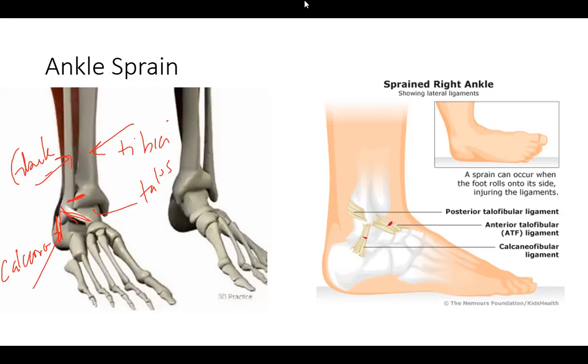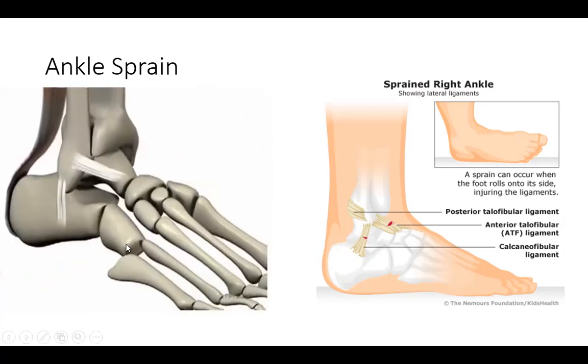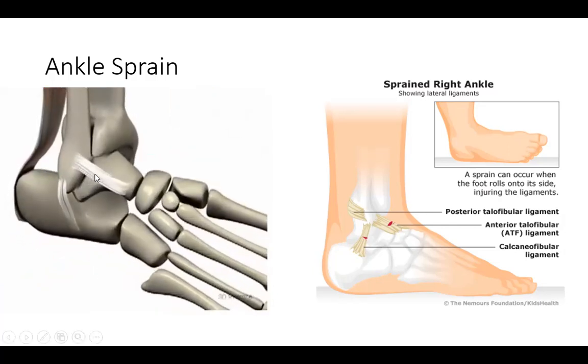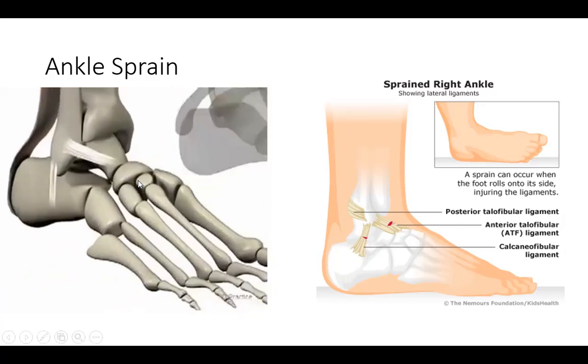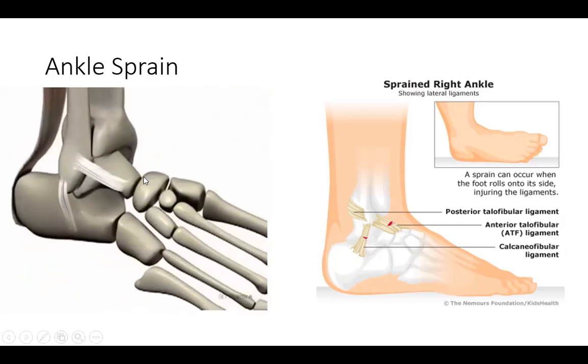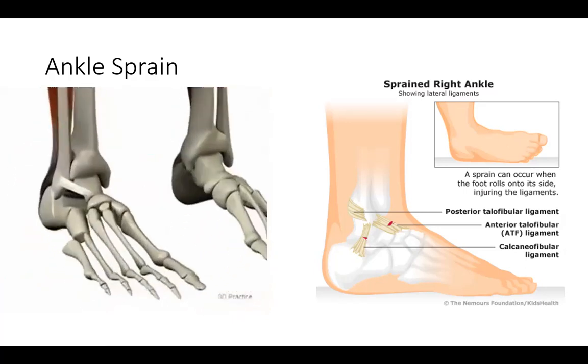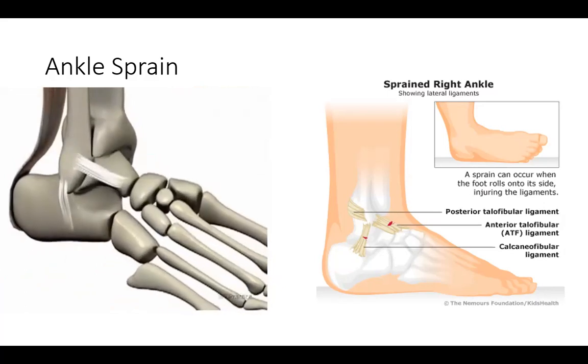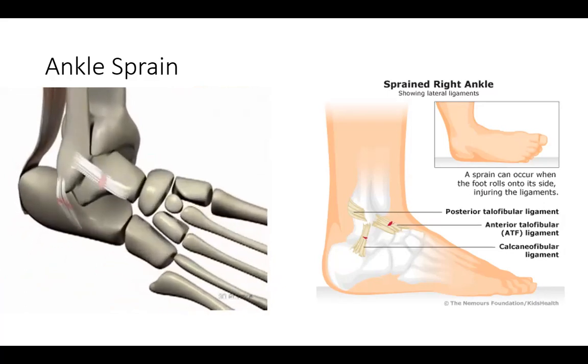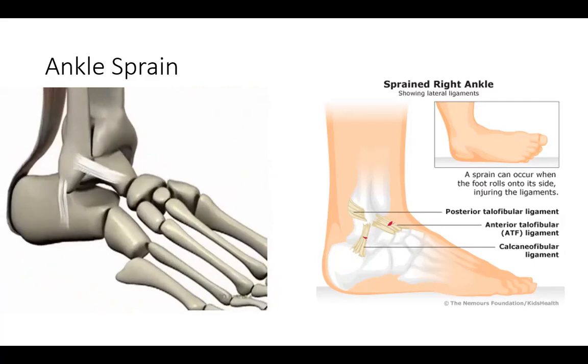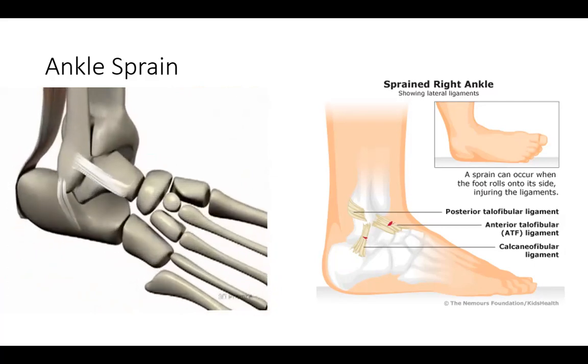But this is a slightly movable, an amphiarthrotic joint, and so it's very easy to stretch those. So a sprained ankle. Remember, there is no ankle bone. A sprained ankle involves rolling the foot usually to the outside, stretching or tearing those ligaments.